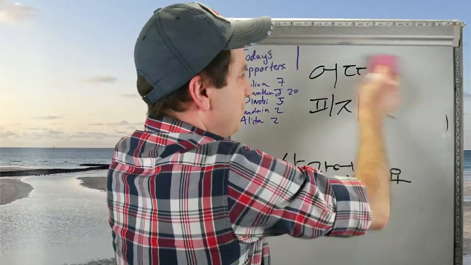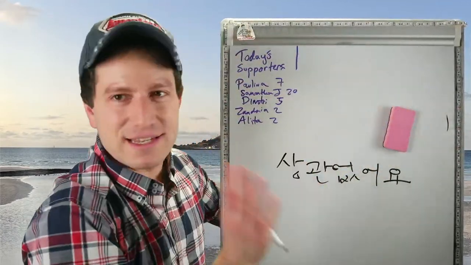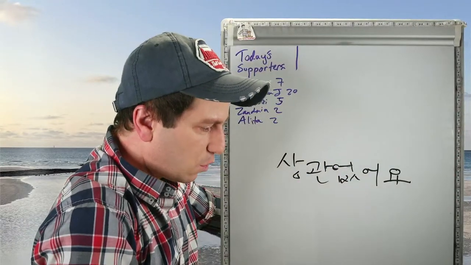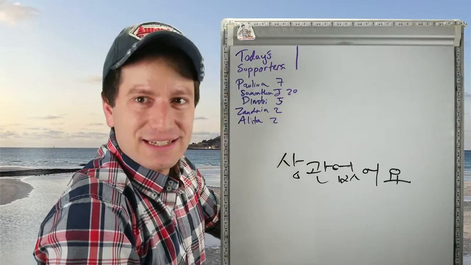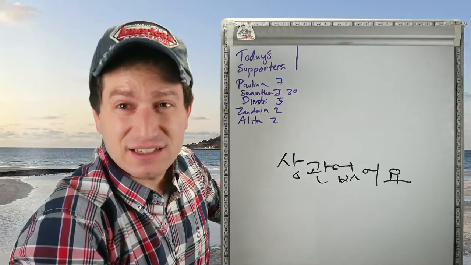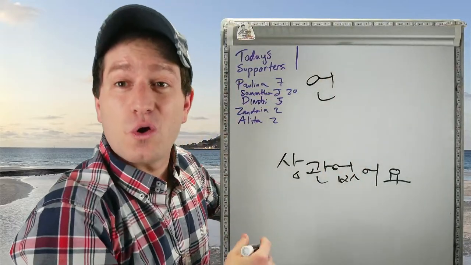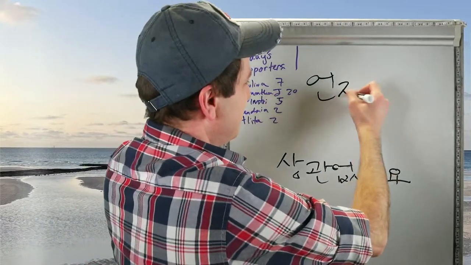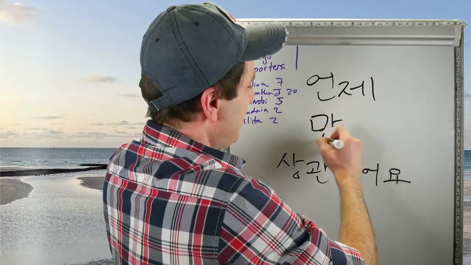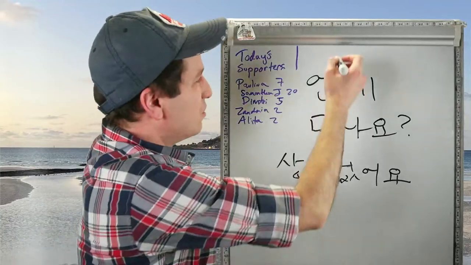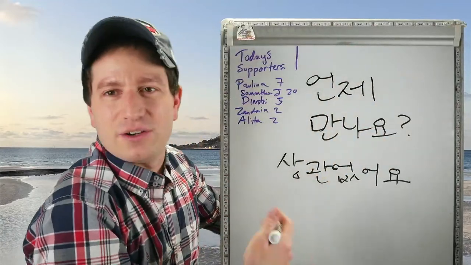Let's do another one. Again, these are not sentences in the live stream. I'm just adding these. When we meet. Okay, it doesn't matter when we meet. So first you need to say, when do we meet? 언제 만나요? Right? 우리는 언제 만나요? 우리가 언제 만나요? However you want to say it.